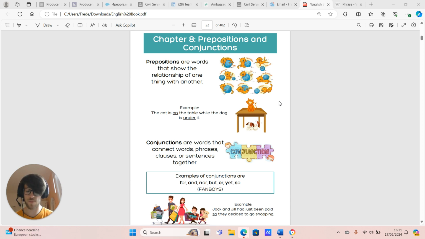It shows a relationship between things, between a subject and an object, or between two objects. It helps expand information, and it can be to do with the placement, the location of things. You have an example there. The cat is on the table. The dog is under it.